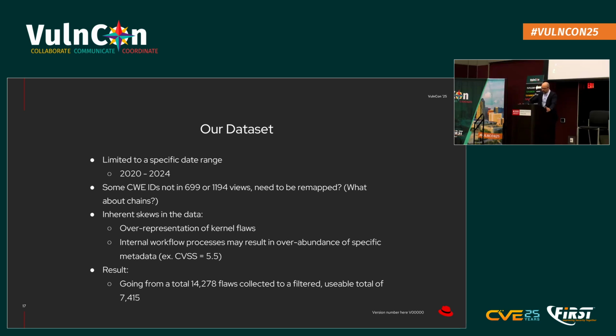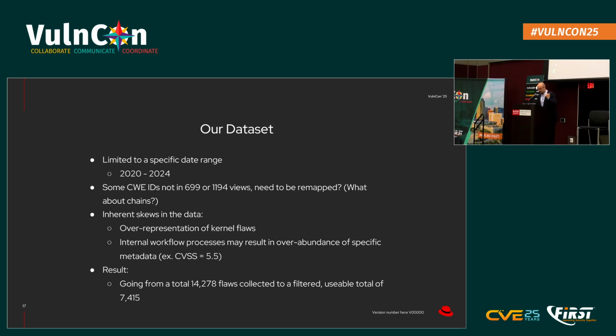One of the key takeaways that we're trying to say is that you have to consider not just bias inherent in the data, obviously, but you have to consider the bias in the context that creates the data. So that's why we had considerations like, for example, not all CWE IDs that we had assigned to vulnerabilities were within the 699 and the 1194 views. We tried to restrict ourselves to the software development, the hardware development view. And of course, then there's considerations about what to do with chaining or with ORing.